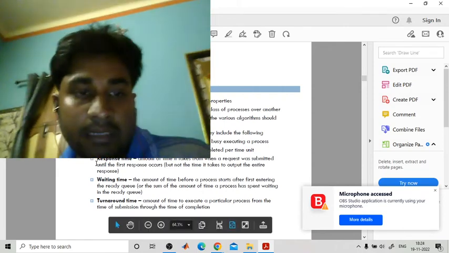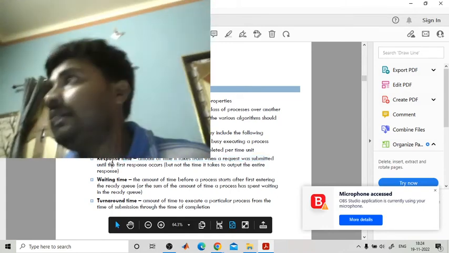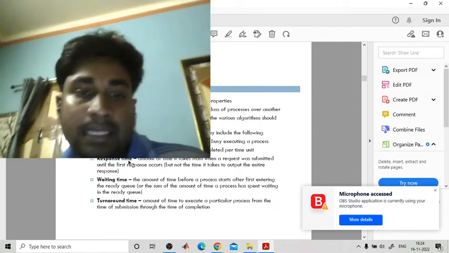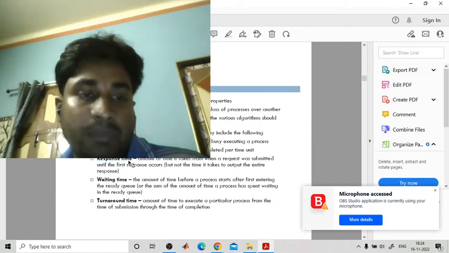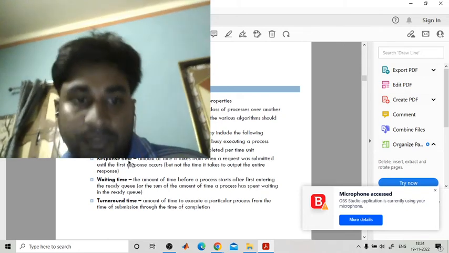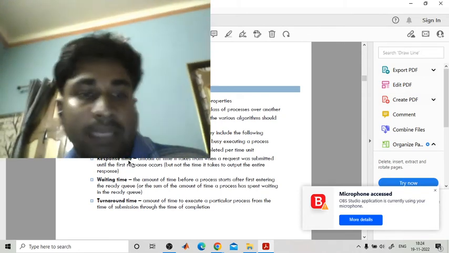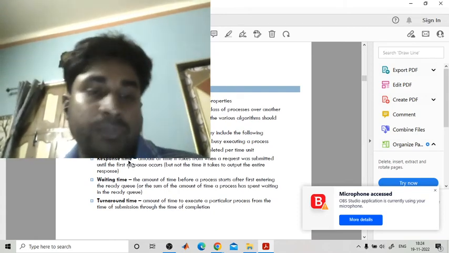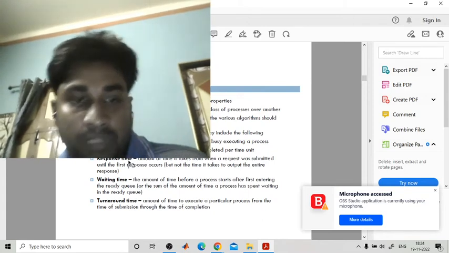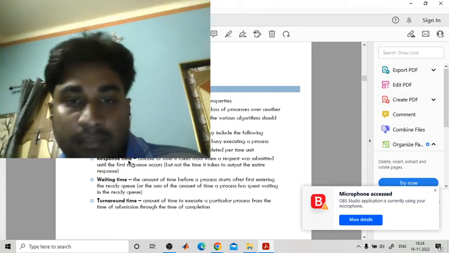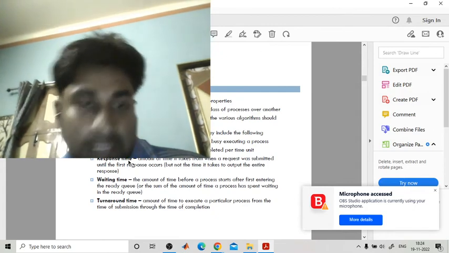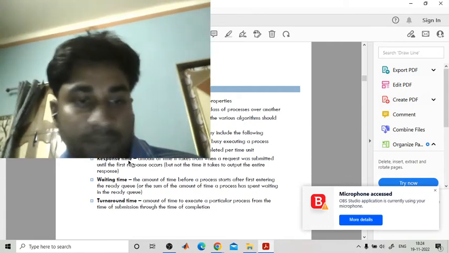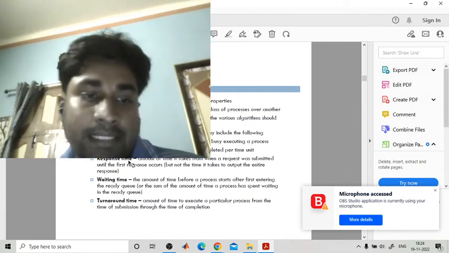Okay, response time means the time required to give a response. So that means for any process, the time at which the execution of the process starts is the response time. Suppose you have 5 processes, P1, P2, P3, P4, P5. The process that is taken to the CPU for execution, that time will be the response time.